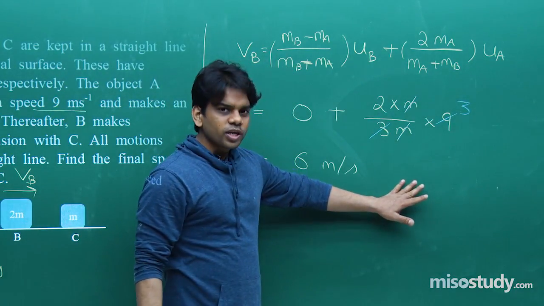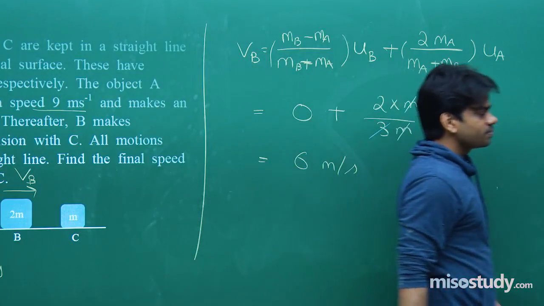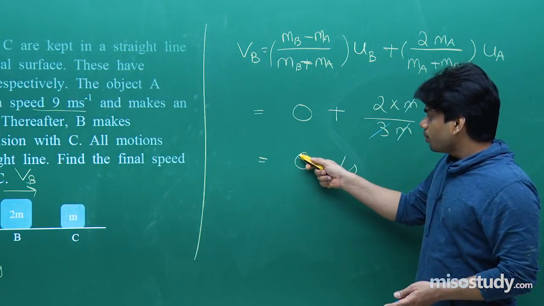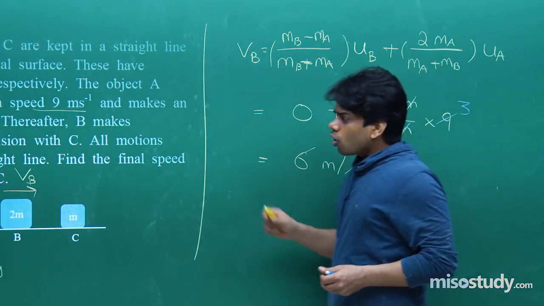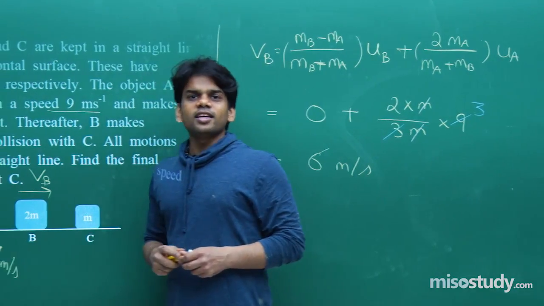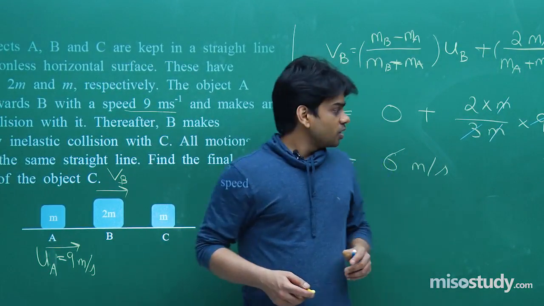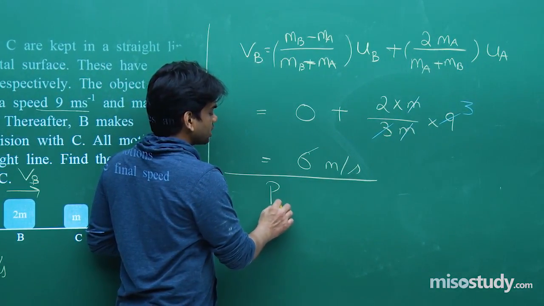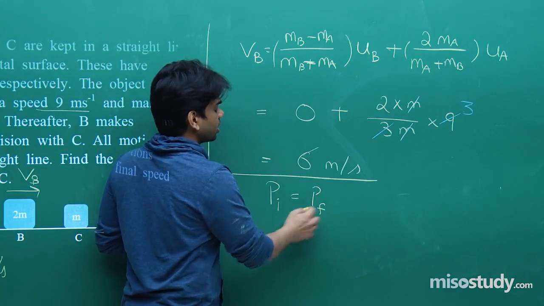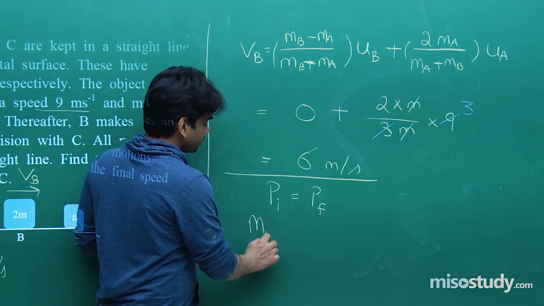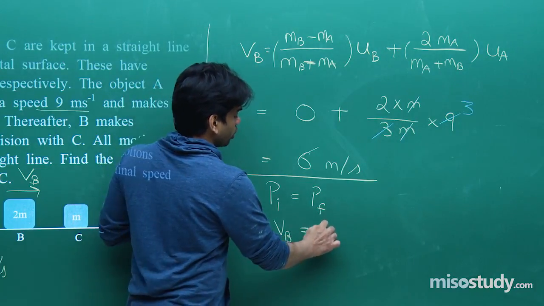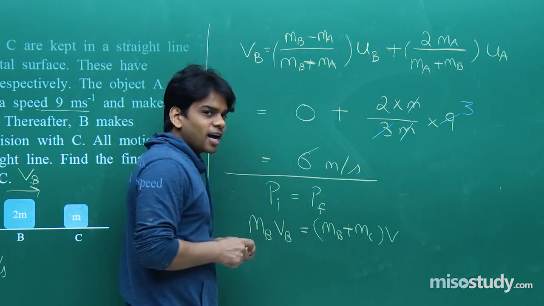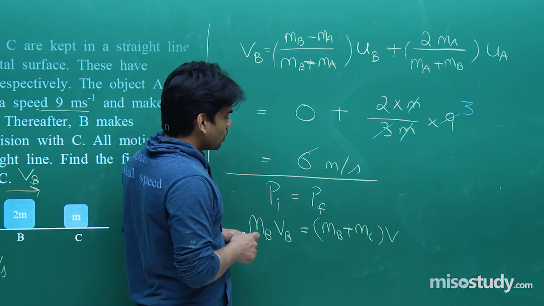Take note till here. I hope you have noted down that the velocity of B comes out to be 6 meters per second. Now, although between B and C we have an inelastic collision, the momentum will remain conserved. So as B collides with C, momentum before collision, the initial, equals momentum after collision, the final. Mass of B multiplied with velocity of B is equal to the combined mass of B plus mass of C multiplied with their common velocity, which will be the velocity of C also. We take that as V.